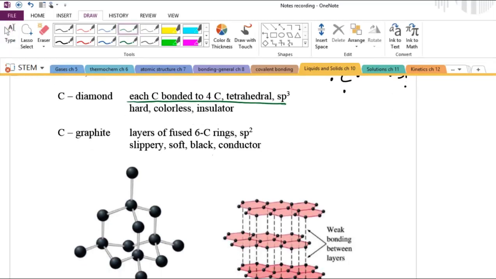Graphite, we get hexagonal rings, where we have, notice, different hybridization, and then the layers are just having weak bonding between them, so that's why a layer will rub off easily, and that's why we can write so easily with pencils.